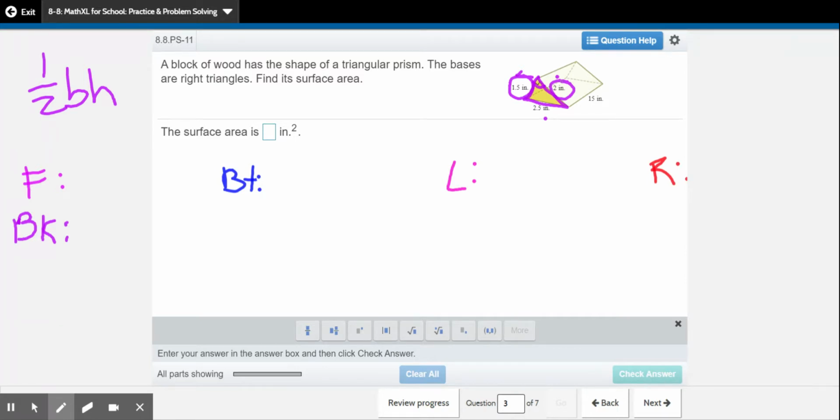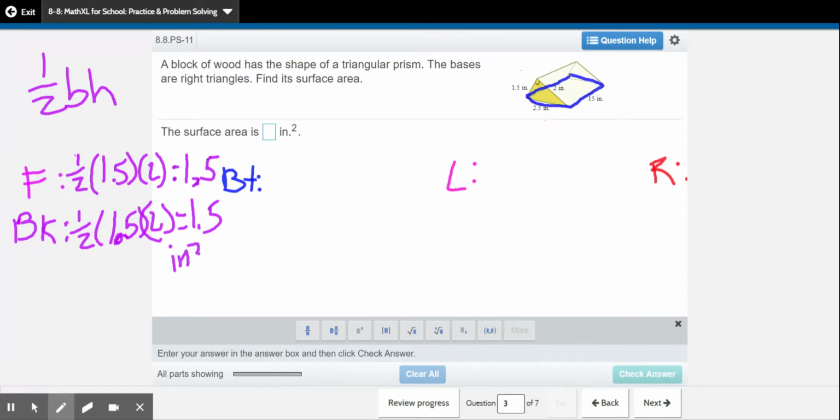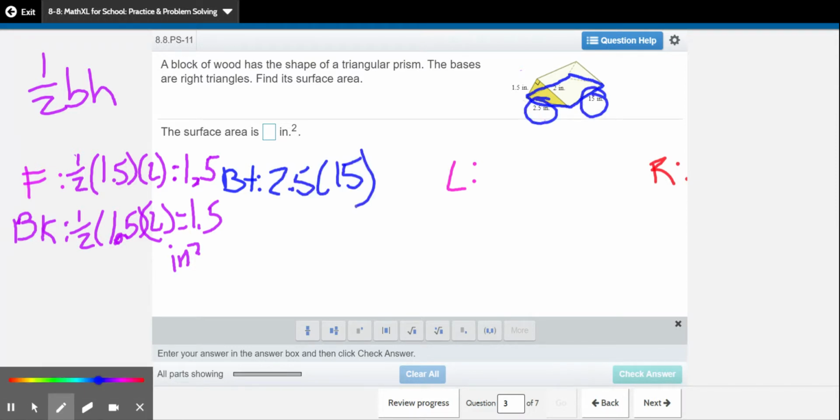So let's plug those numbers into our formula. And once we multiply these numbers out, we end up with 1.5 for our area. And again, everything is in inches squared here. Now let's talk about the bottom. All right, the bottom is here. And again, we need to decide which numbers do we need. So this is a rectangle, our length and our width, right here. All right, 2.5 times 15, and we get 37.5. Again, this is a rectangle, so our area is inches squared.